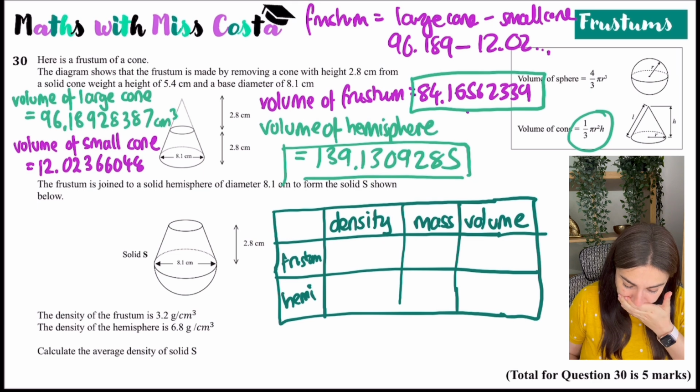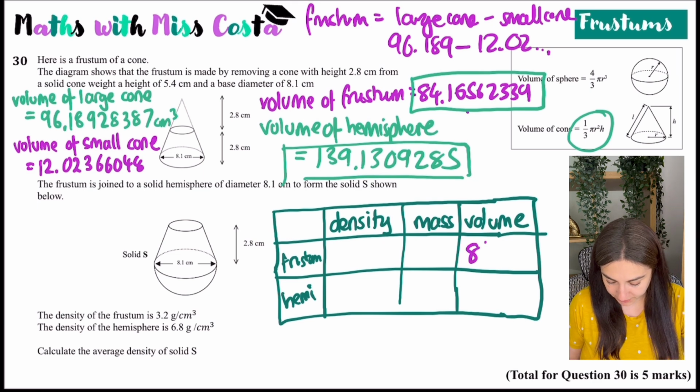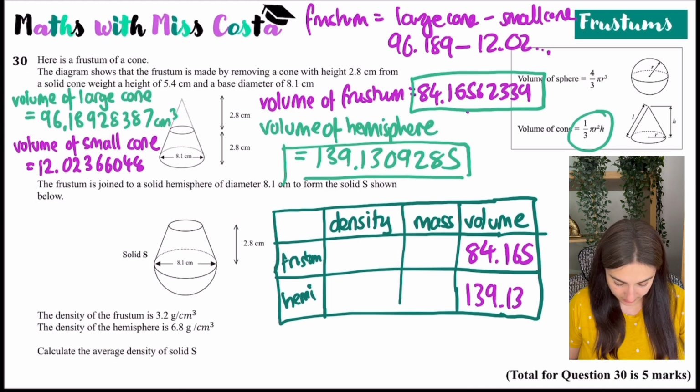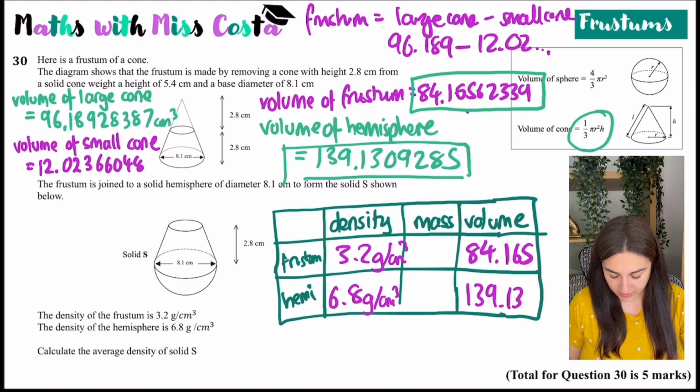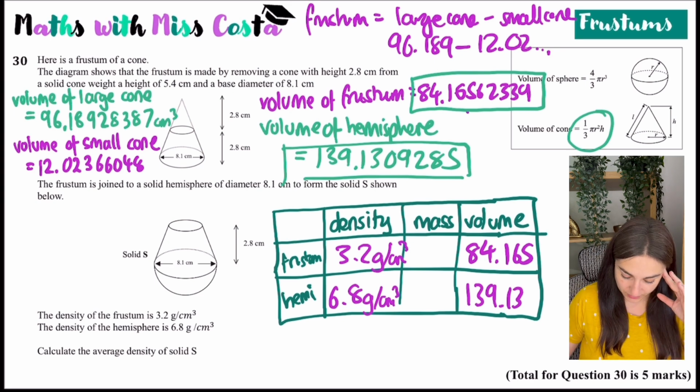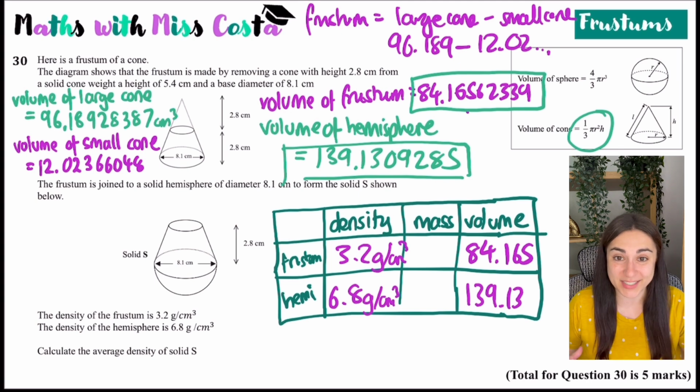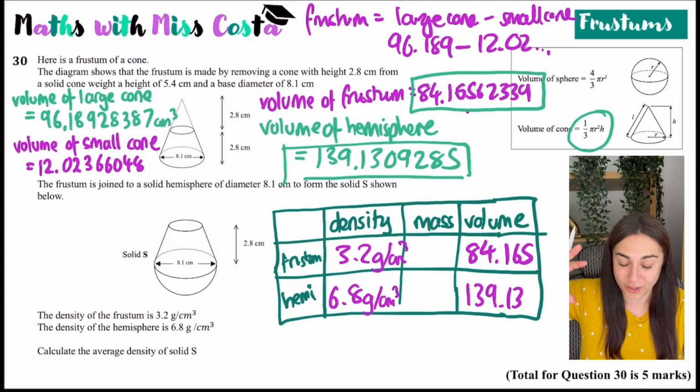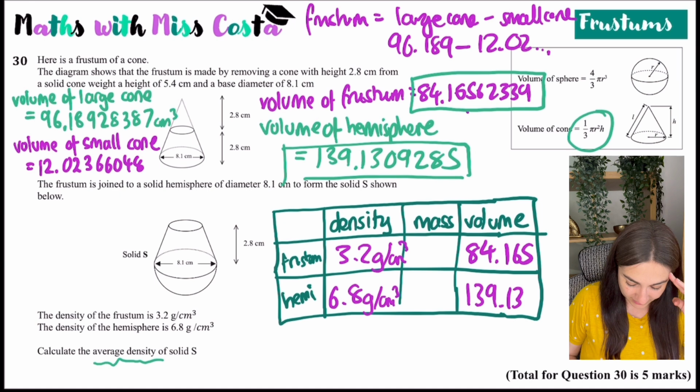The volume I have worked out of the frustum is 84.165. The hemisphere is 139.13. I've got the full values here. Mass, I don't know, but the density I've been told, so frustum has a density of 3.2 grams per centimetre cubed, and hemisphere has 6.8 grams per centimetre cubed. So all that is left is to work out the mass, and I need to know the mass because to work out the average density I need the total mass divided by the total volume. This is why this is a little bit of a nasty question.